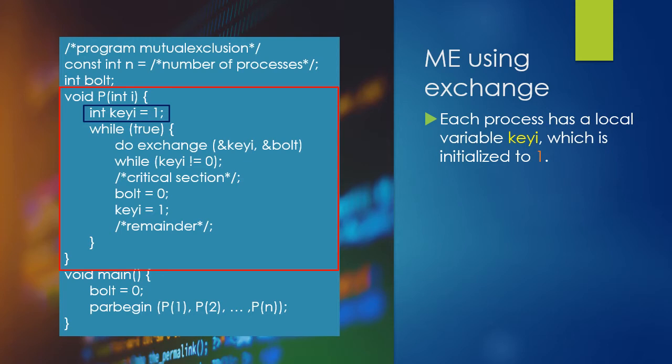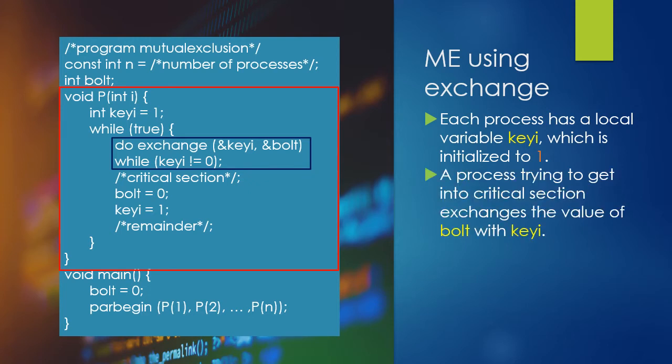Each process has a local variable key I which is initialized to 1. There is an outer while, which means the process will never terminate. It will keep looping forever. In C, we have something known as a do-while loop. You can see a do-while loop here. It is similar to a while loop. However, the condition is checked at the end of execution of the body of the loop. So this means the body executes at least once, even if the condition is false.